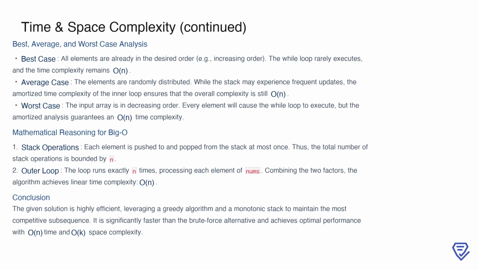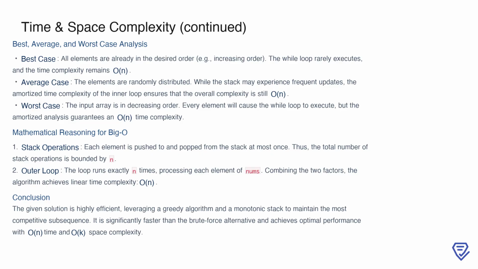Finally, let's break down the time complexity into best, average, and worst-case scenarios to reinforce our understanding. In the best case, where the elements in the input array are already in the desired order, such as increasing order, the while loop executes very infrequently, resulting in an O(n) time complexity. For the average case, with randomly distributed elements, the stack may undergo frequent updates, but the amortized efficiency of the inner loop ensures that the overall complexity remains O(n). In the worst-case scenario, where the input array is in decreasing order, every element triggers the while loop to execute.